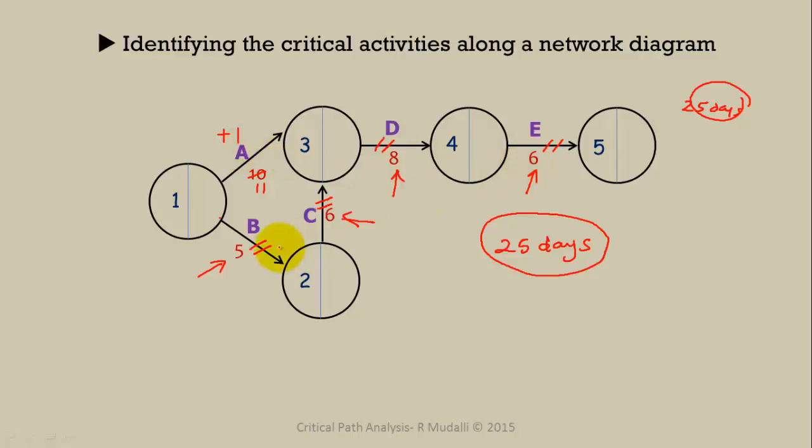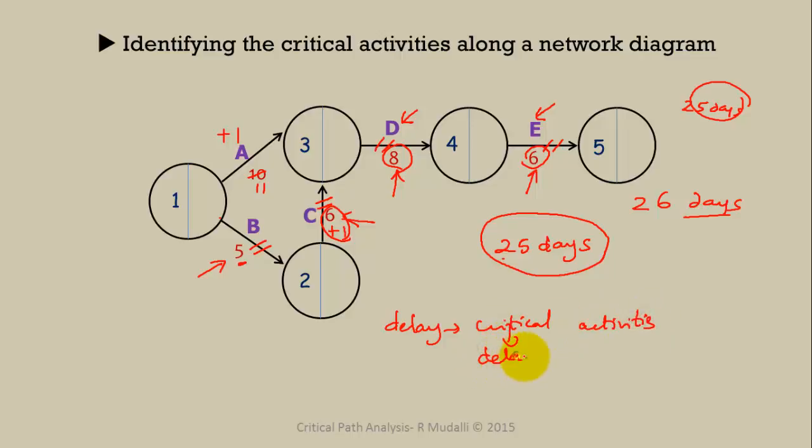But what happens if we delay, for example, one activity along the critical path? For example, C is delayed by, let's say, 1 day. So 5 plus 7 plus 8 plus 6, it gives us a total of 26 days. It means that the project is delayed. Likewise, if there is a delay in activity D or activity E, they are going to delay the whole project because they are found along the critical path. Any delay in critical activities will delay the whole project.